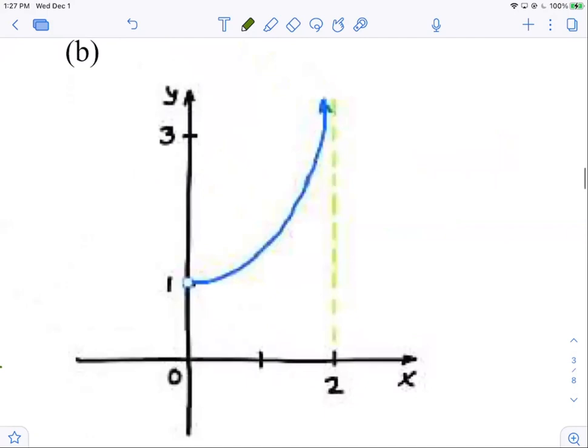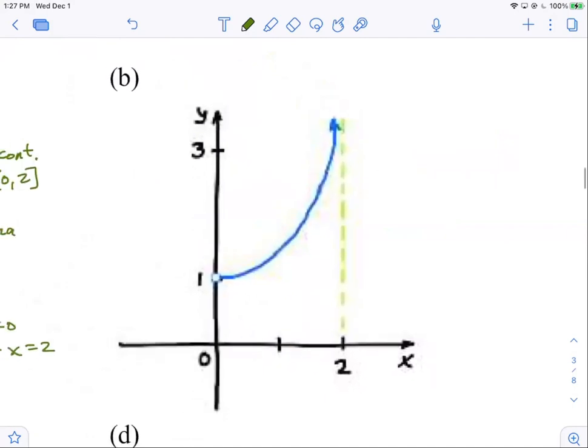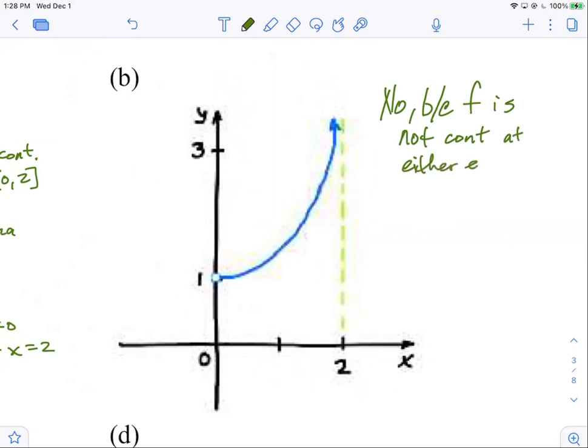Letter B. Does the EVT apply to this guy? No, because f is not continuous at either endpoint. It's continuous on the interior, but it's not continuous at either endpoint. So the EVT doesn't apply. But it still could have both a max and a min, or one of each, or neither.